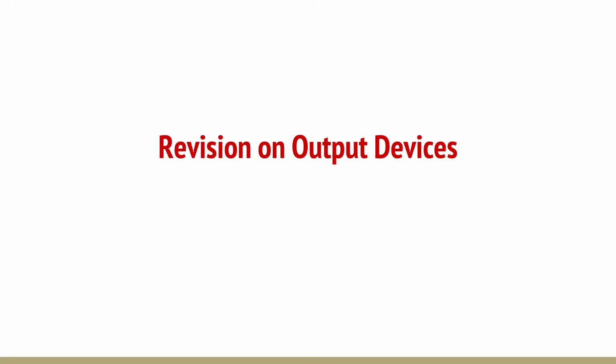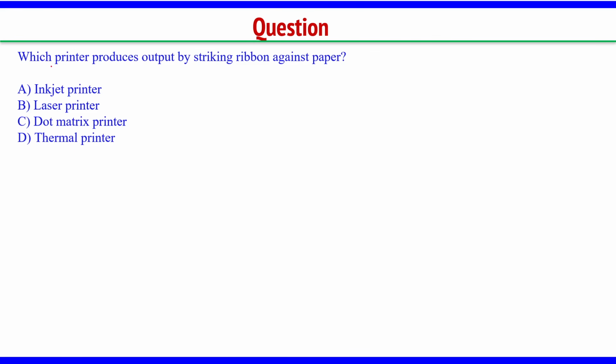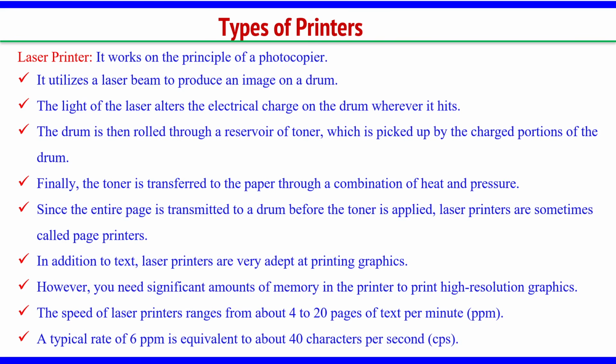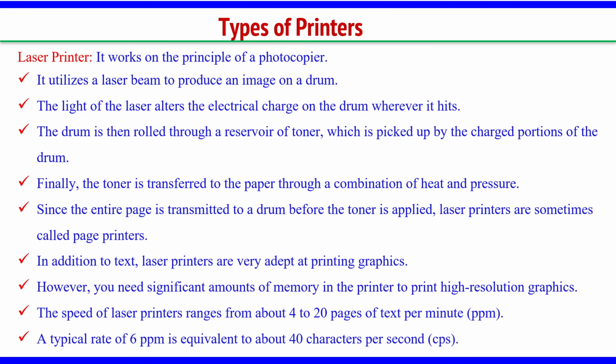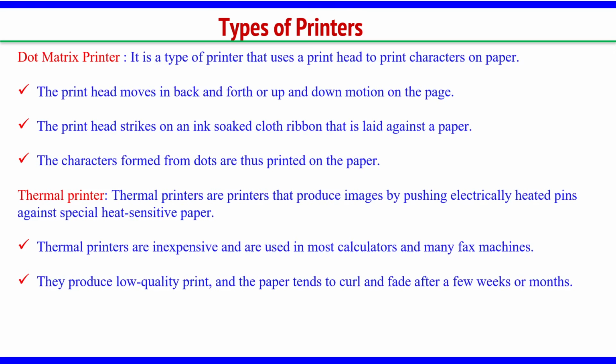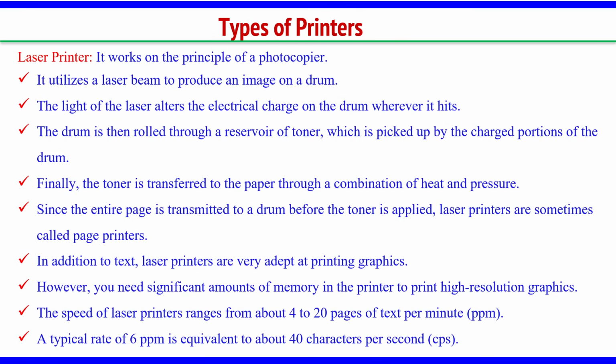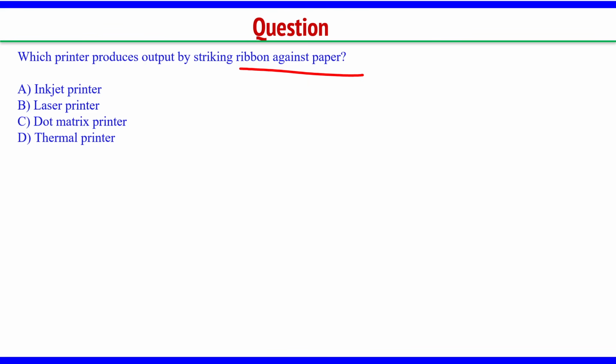Let's see some questions on these output devices. Which printer produces output by striking ribbon against the paper? Let me go back to the concept: striking ribbon. Inkjet is spraying ionized ink, which plays with the electrical charge. So it is between dot matrix and thermal. The answer is dot matrix.